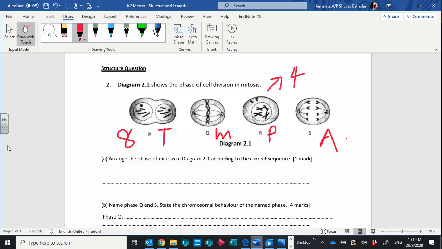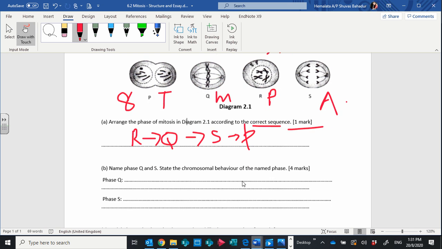Okay, so let's go to the question. Arrange the phases in correct sequence. Simple. Start off with R, followed by metaphase, Q, S, and followed by P to gain 1 mark solid. Okay, name phase Q and S.